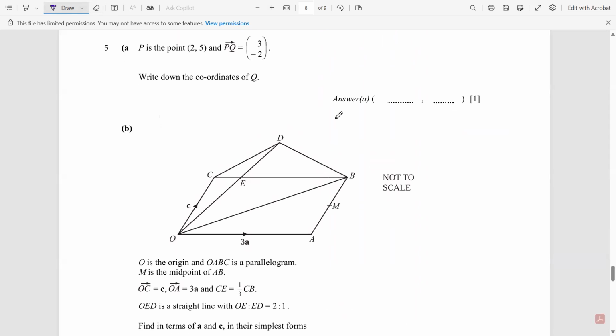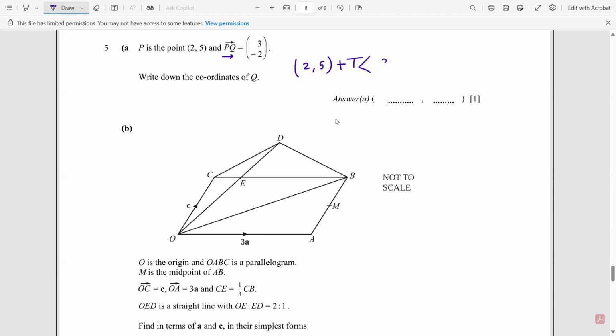Question number 5. I have P, a point (2, 5), and a vector PQ (3, negative 2). When I say a vector PQ (3, negative 2), it means 3 and negative 2 represent a translation that translates P to Q. So if you want to find the terminal point Q, just add the initial point plus the translation (3, negative 2).